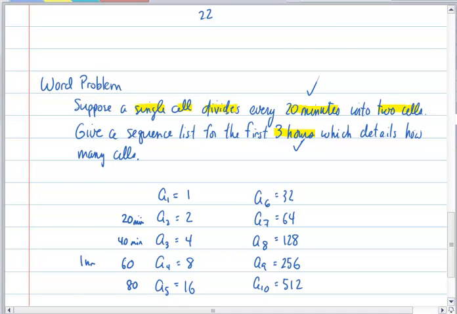So I just need to go up to basically, this would be 80 minutes. I need to go up to my 9th term. This would be 100 minutes. This would be 120 minutes. So now I'm up to 2 hours. And now this is 140 minutes. 160 minutes. And then 180 minutes. So this would be my final amount that I would have at the end of 3 hours.